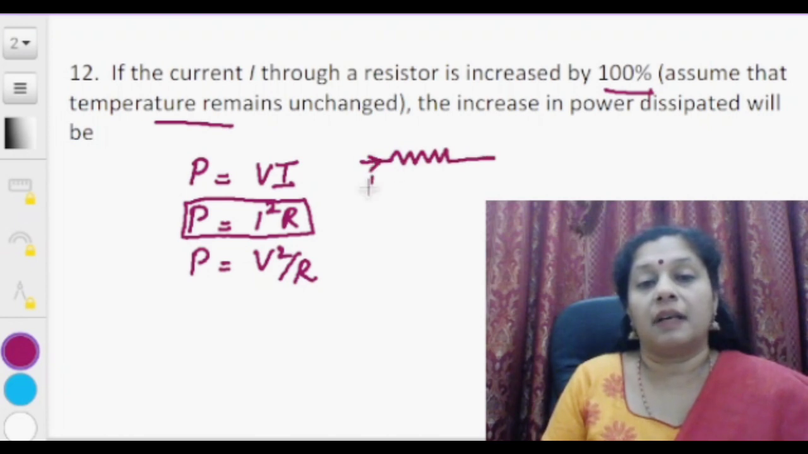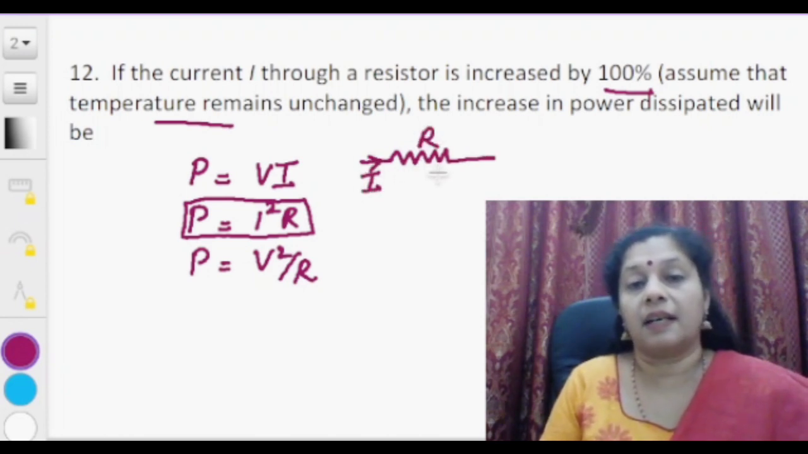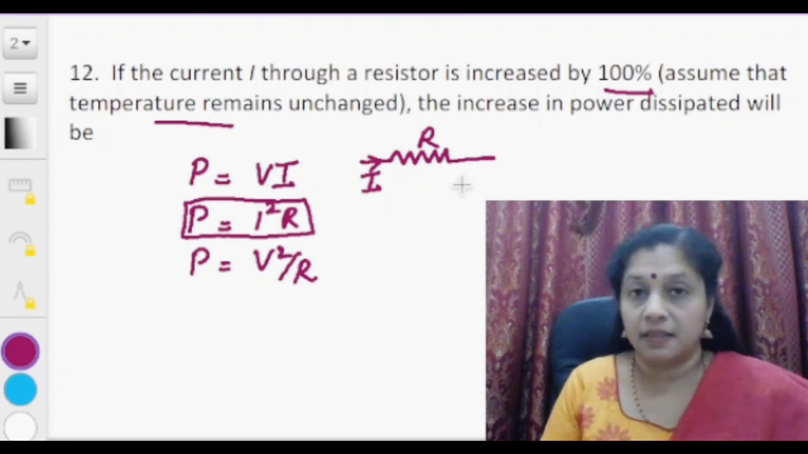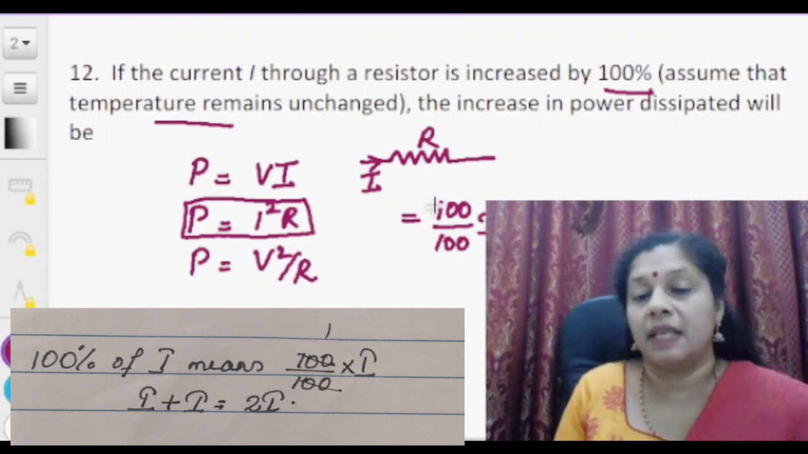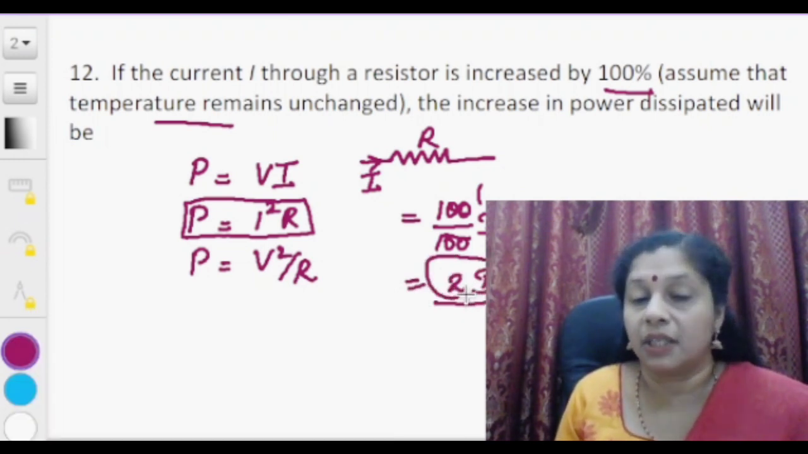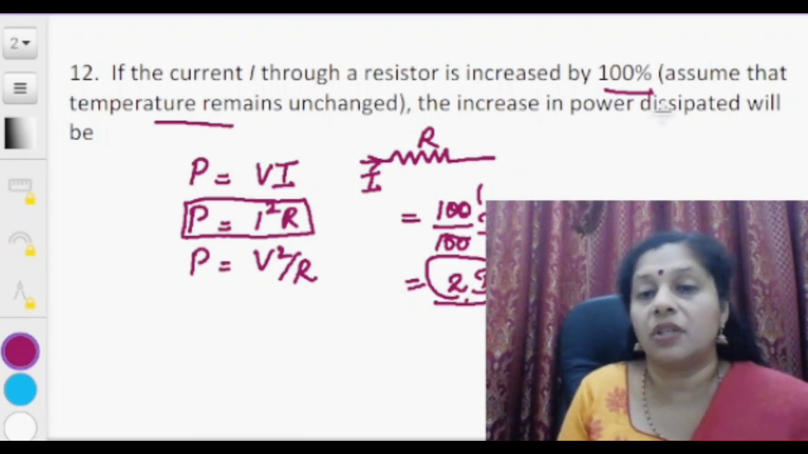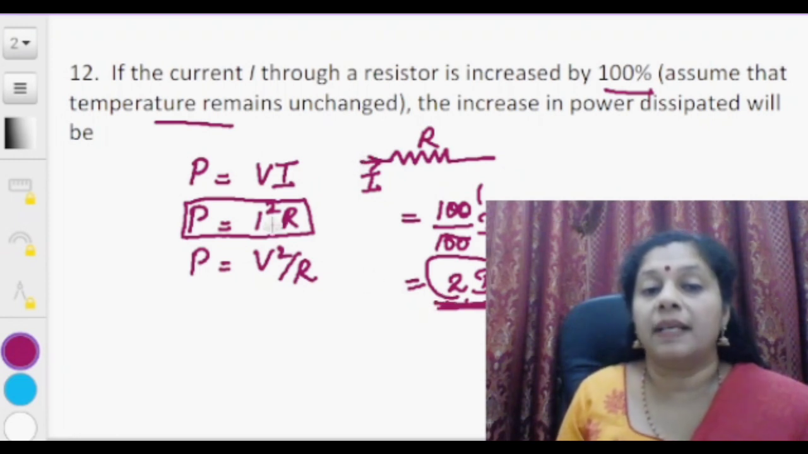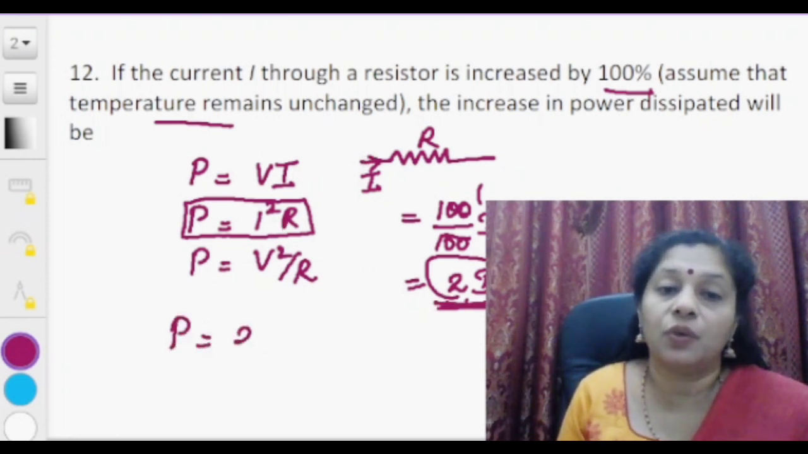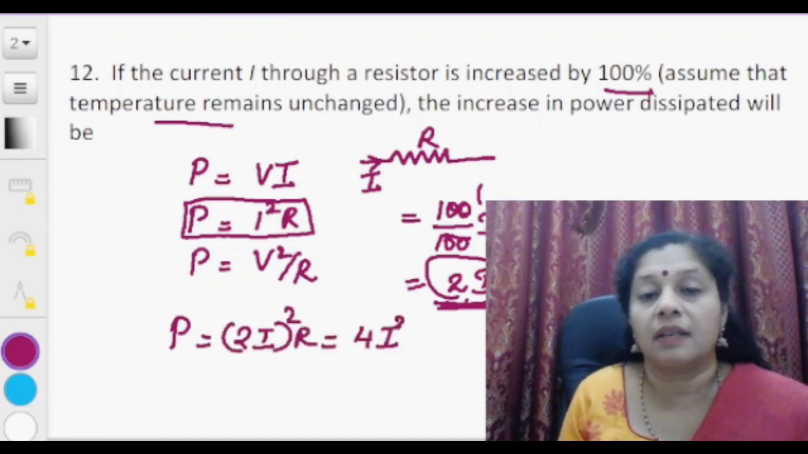Suppose this is the I going through resistance R, and temperature remains the same. 100% of I means 100 upon 100 of I is increased, then already I is there. So this is 1, so I plus I, what will we get? 2I. So current has increased twice, whereas resistance will not change, because there is no change in the temperature. Apply this 2I in this formula. So we will get P is equal to 2I the whole square R. So what will we get? 4I square R.